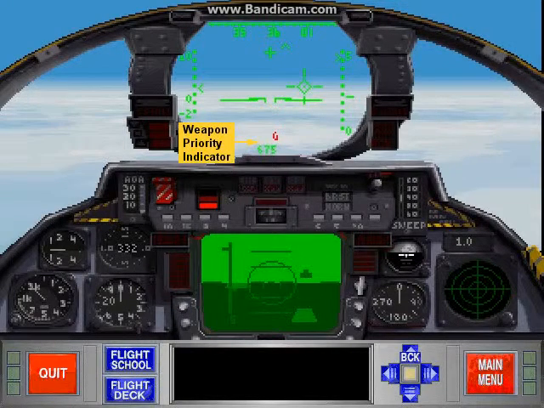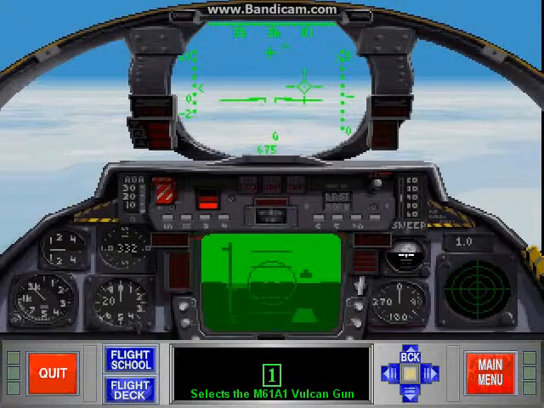The Weapon Priority Indicator displays which of 4 weapon systems is currently selected. The 1 key selects the M61A1 Vulcan internal gun. Pressing the 2 key places the Sidewinder missile system in priority. The 3 key allows you to fire Sparrows, and the 4 key selects the Phoenix missile system.